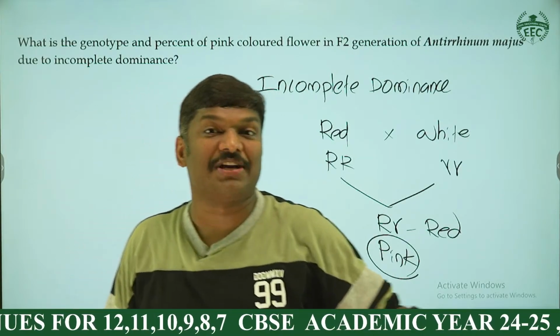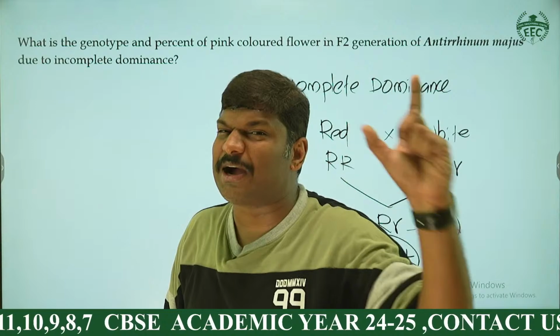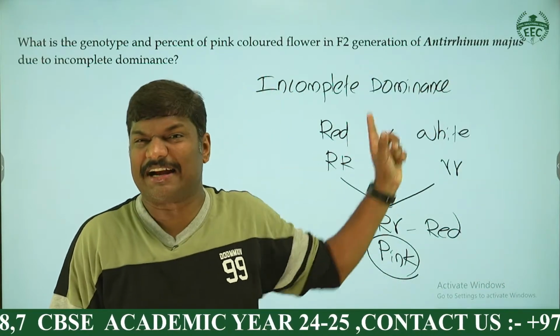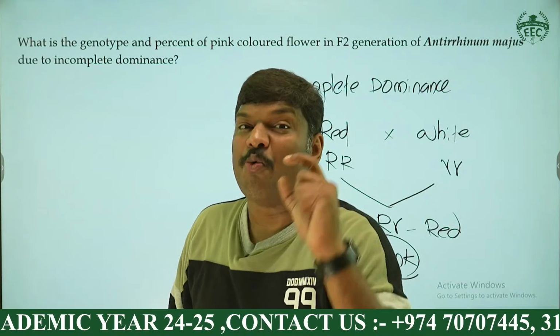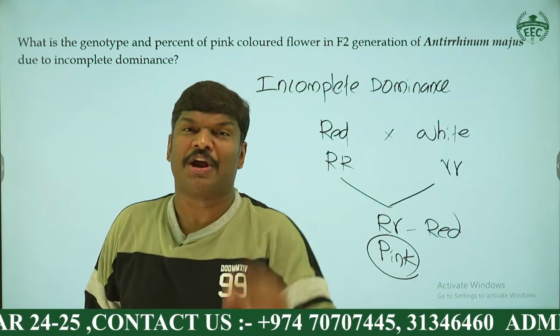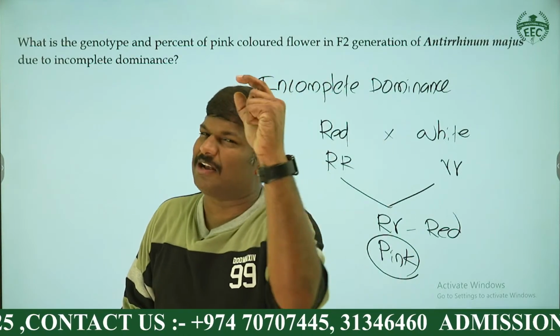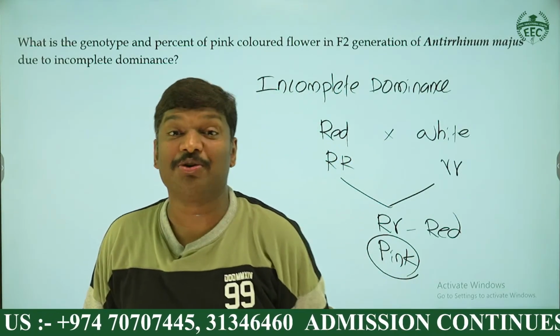Whenever there is a question on incomplete dominance, how many examples are there in your NCERT textbook? One is incomplete dominance in Antirrhinum majus, where red and white form pink. And when we do self-pollination of pink, we get 1 red to 2 pink to 1 white, that is 1:2:1, or 1 capital R capital R to 2 capital R small r to 1 small r small r, in a 1:2:1 ratio. But this is one example.